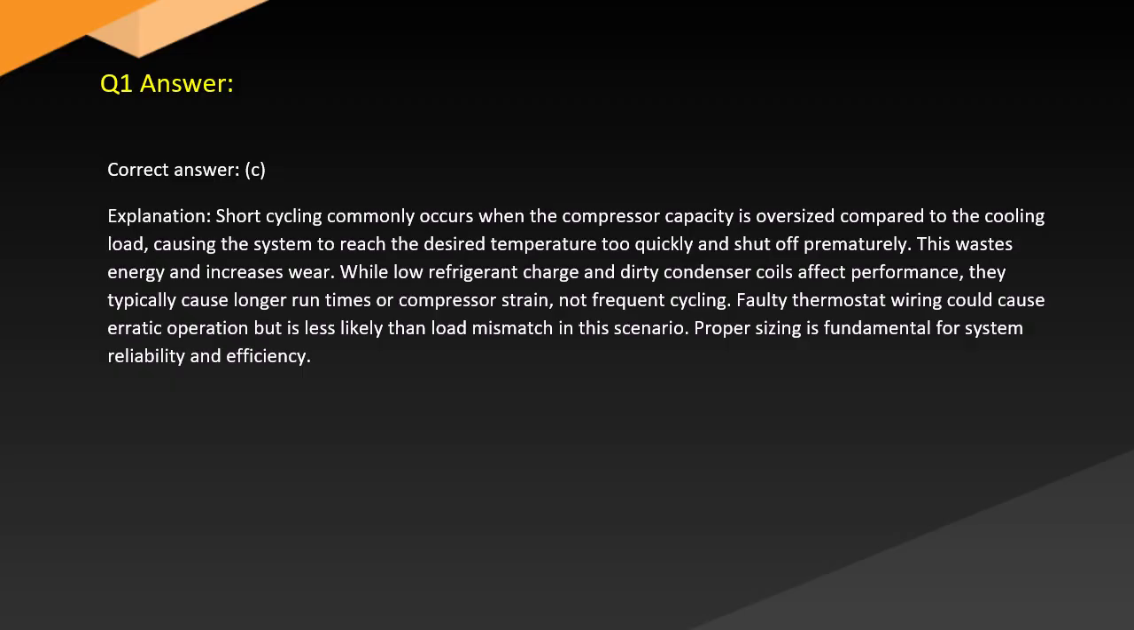Answer. Correct answer: C. Explanation. Short cycling commonly occurs when the compressor capacity is oversized compared to the cooling load, causing the system to reach the desired temperature too quickly and shut off prematurely. This wastes energy and increases wear. While low refrigerant charge and dirty condenser coils affect performance, they typically cause longer run times or compressor strain, not frequent cycling. Faulty thermostat wiring could cause erratic operation but is less likely than load mismatch in this scenario. Proper sizing is fundamental for system reliability and efficiency.